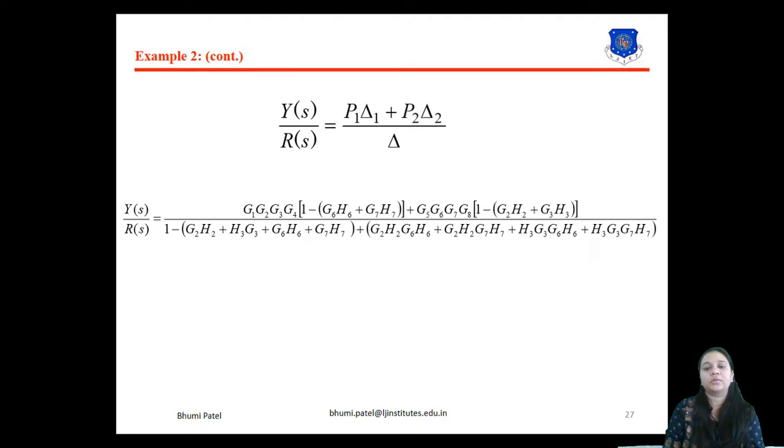The final equation, output upon input, Y of S upon R of S, is equal to P1 delta 1 plus P2 delta 2 upon delta. Put the values of the forward paths, loop gains and the delta, and we get this transfer function. So this is the solution of example number 2.